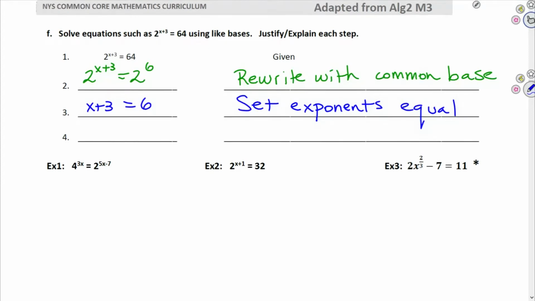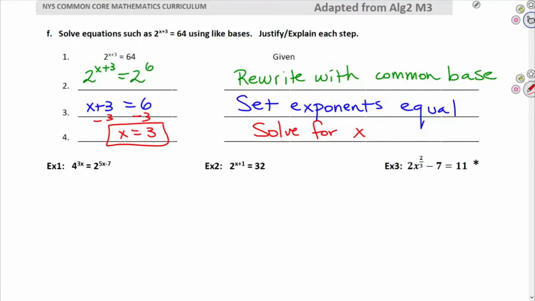Okay? And now we get an equation that we are much more comfortable solving. So now I'm just going to solve for x. In this case, I will subtract 3 from both sides, and I get x equals 3. Okay? So that's really what we're doing. We're writing it with a common base, and then we're solving.